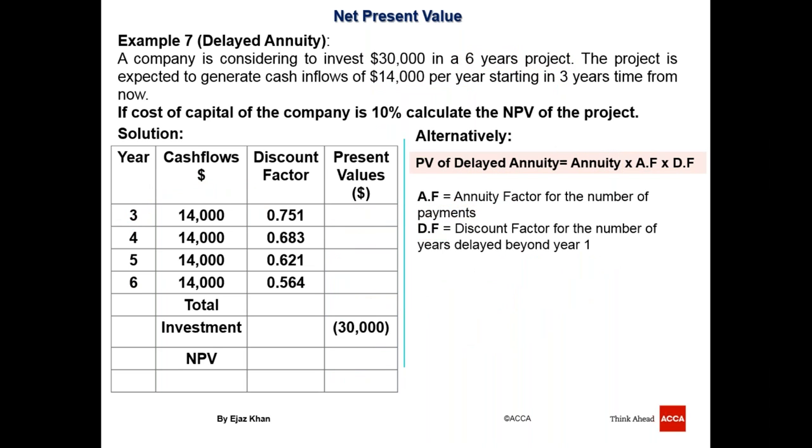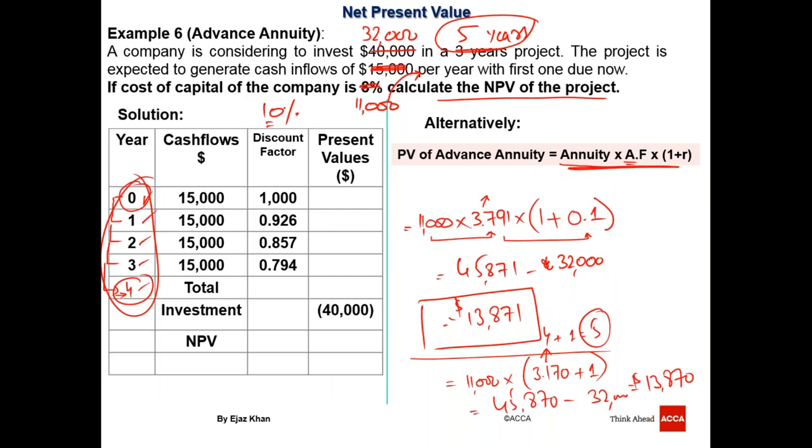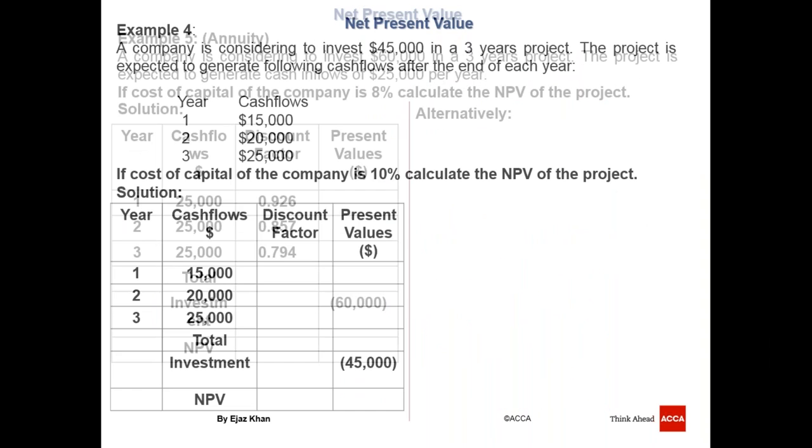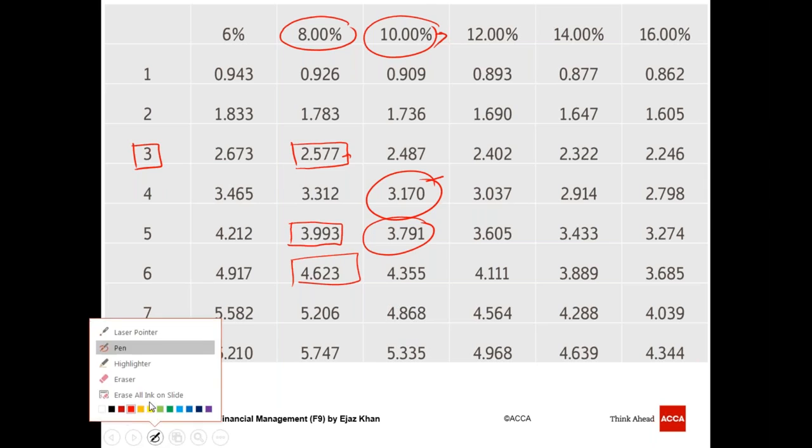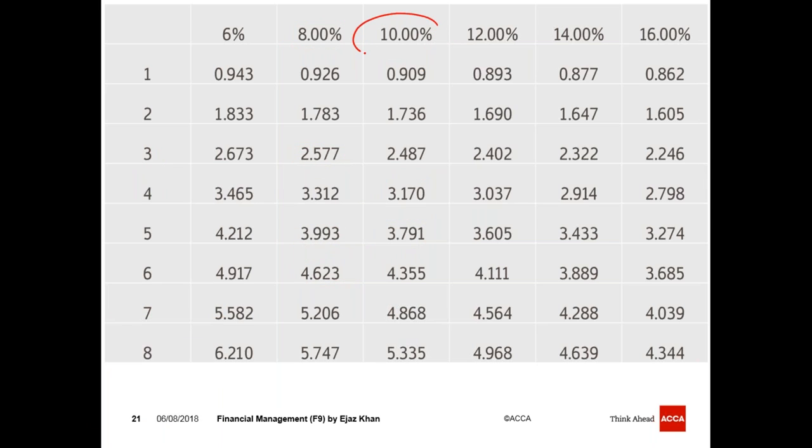Okay, now just follow. I'm just going to tell you another way of solving this question, and probably you will feel it is a more simple approach. In the 10% column, go to the 6th year annuity factor. Since it's a 6 years project, if we pick this factor, remember it will include all the discount factors from year 1 to year 6.